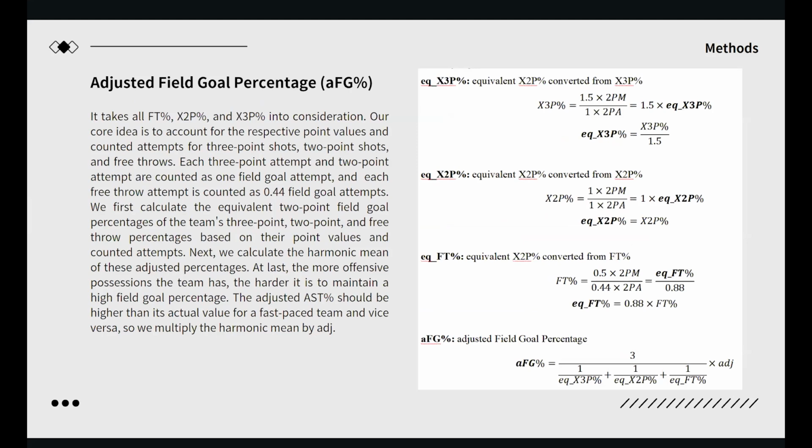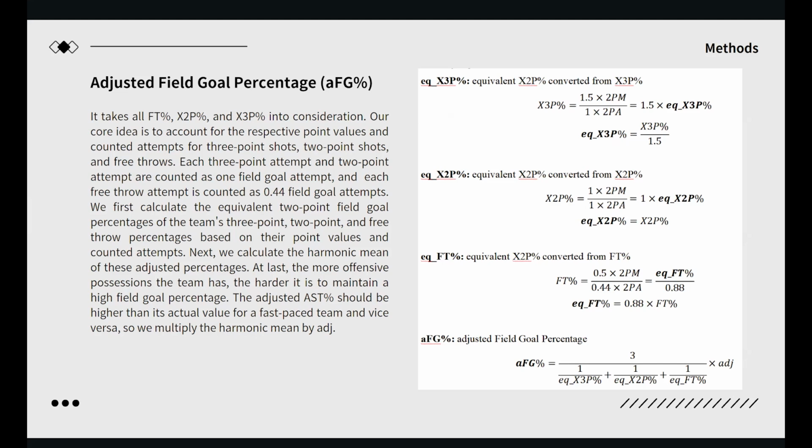Here is the most important new metric, adjusted field goal percentage. This metric incorporates free throw percentage, 2-point field goal percentage, and 3-point field goal percentage. The core idea is to take the respective points values and counted attempts for 3-point shots, 2-point shots, and free throws into account. Each 3-point attempt and 2-point attempt is counted as one field goal attempt, and each free throw attempt is counted as 0.44 field goal attempts, according to John Hollinger, because free throws also take up possessions.